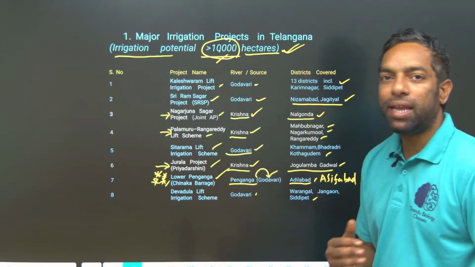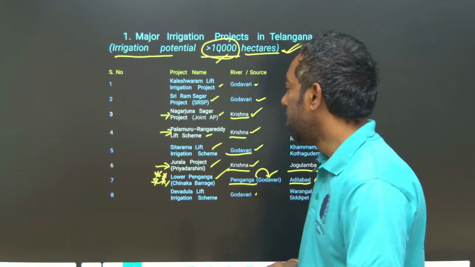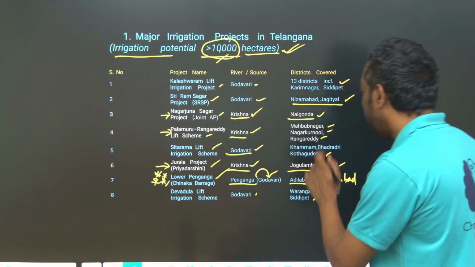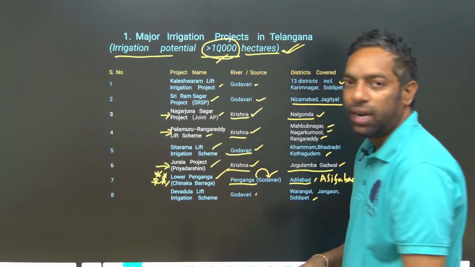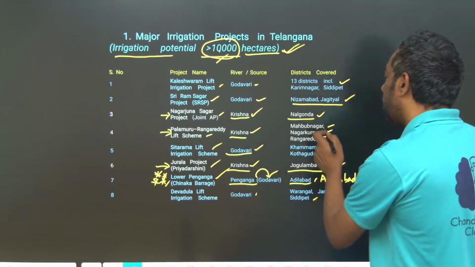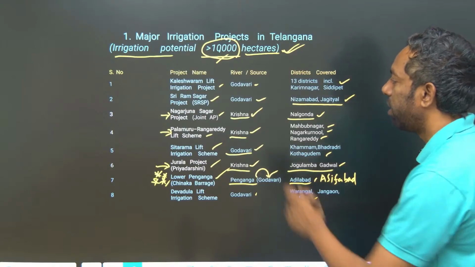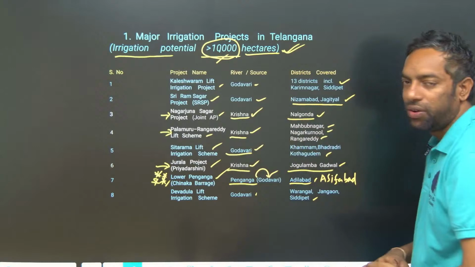The major irrigation projects on the Krishna river are Priyadarshini Jurala project, in Jogulamba Gadwal, and the Palamuru Rangareddy lift irrigation scheme, in Mahabubnagar, Nagarkurnool and Rangareddy. And the Nagarjuna Sagar project, which is on the Krishna river, in Nalgonda.